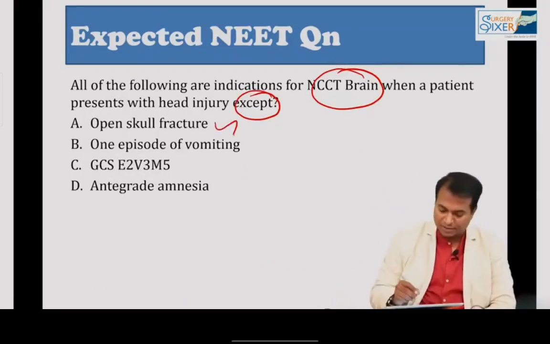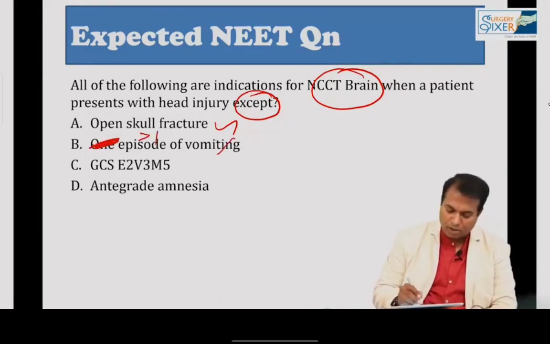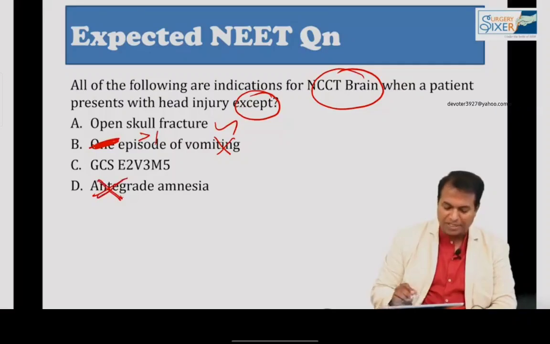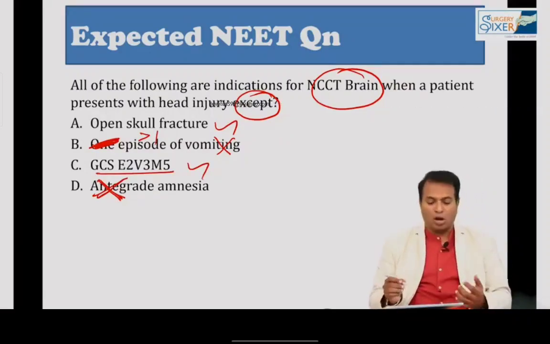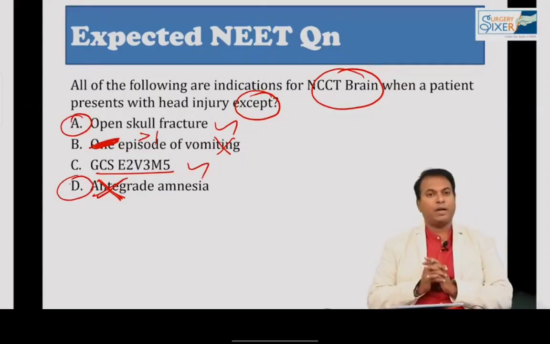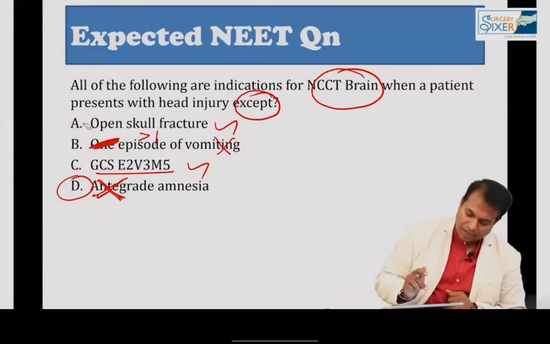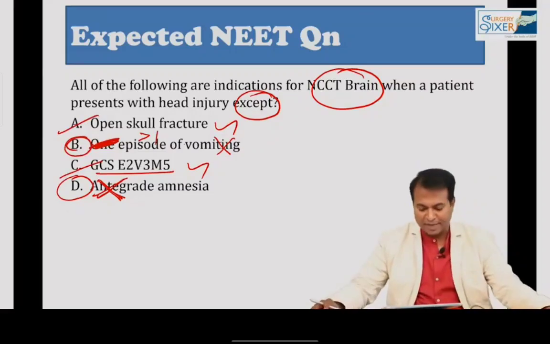All of the following are indications of NCCT brain except, which of the following is not an indication of NCCT? Open skull fracture, yes. One episode of vomiting is wrong. It should be more than 1. So this is wrong. Actually, there is another wrong answer. There will be retrograde amnesia and GCS less than 15. So the wrong answers here are B and D. Sorry, A and C are indications for doing, B and D are not indications for doing NCCT brain.